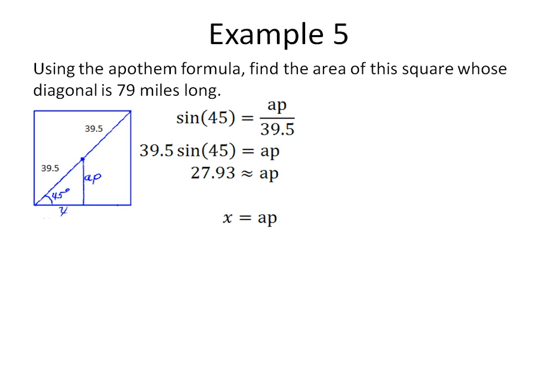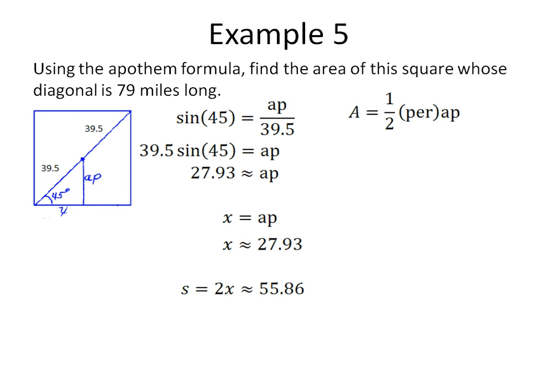Okay, so to find x, x in this case is equal to the apothem because this is a 45, 45, 90 triangle. So x is approximately 27.93 as well. So the length of a side is equal to 2 times x. So the length of the side is going to be approximately equal to 55.86.